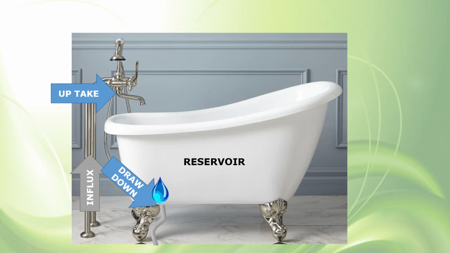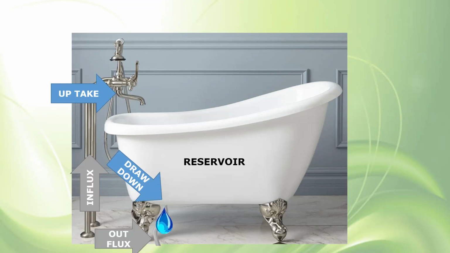After your bath is over, you pull the plug and the resource leaves the reservoir. This is called drawdown. It's when the resource leaves the reservoir. Then the water leaves the bathroom system out through the pipe and out of the house. When a resource leaves an Earth system and goes into another one, we call it outflux.